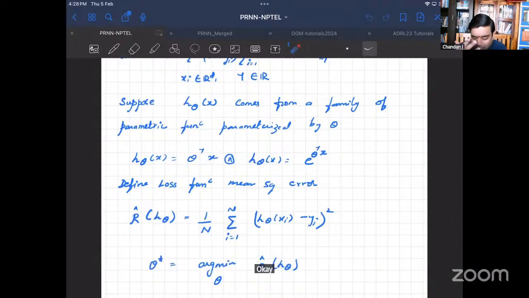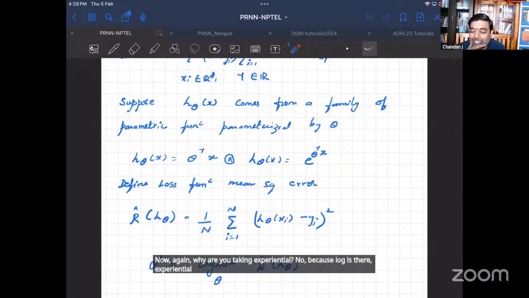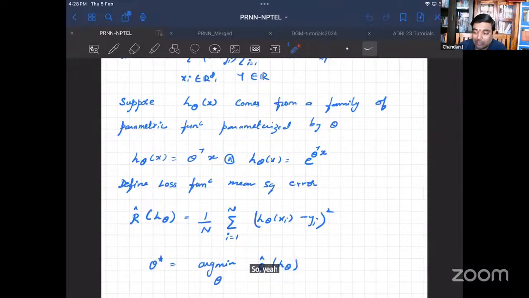Now again, why are you taking exponential? Because log is there, exponential is there, it's easy to handle. Why can't you take any other distribution? It will be difficult to handle actually. It's a computational convenience that we are dealing with.